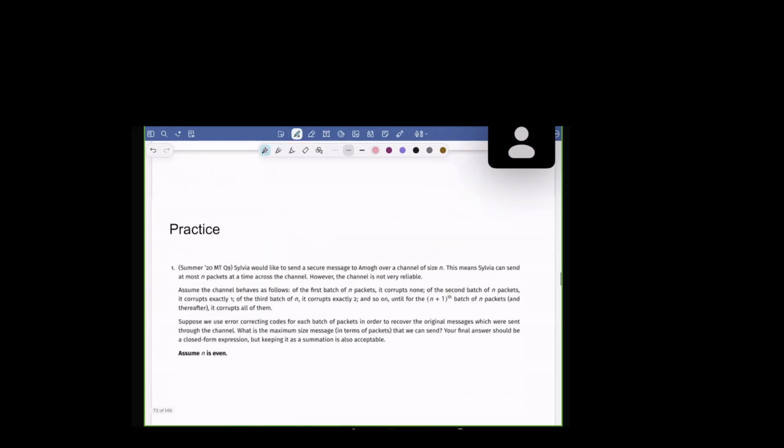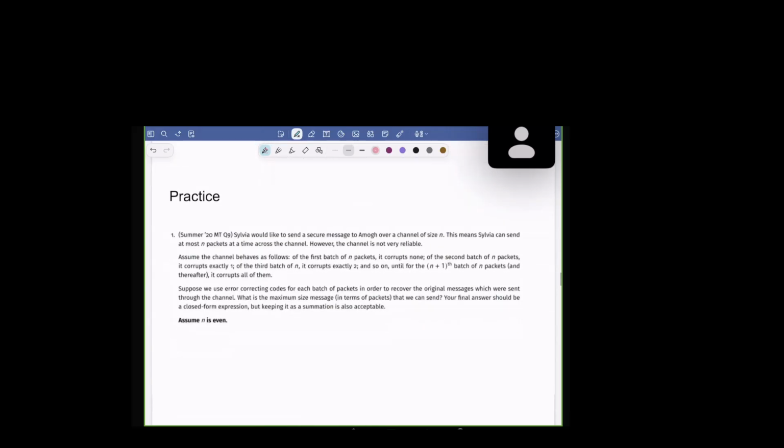Cool. So this is practice. We want to send a message to someone else on a channel of size n, which also means we can only send at most n packets across the channel. We also know it's a bit of a bad channel, because on the first batch, you send n packets. On the next one, you lose 1 packet, so 1 is corrupt. The next one, 2 are corrupt, and so on.